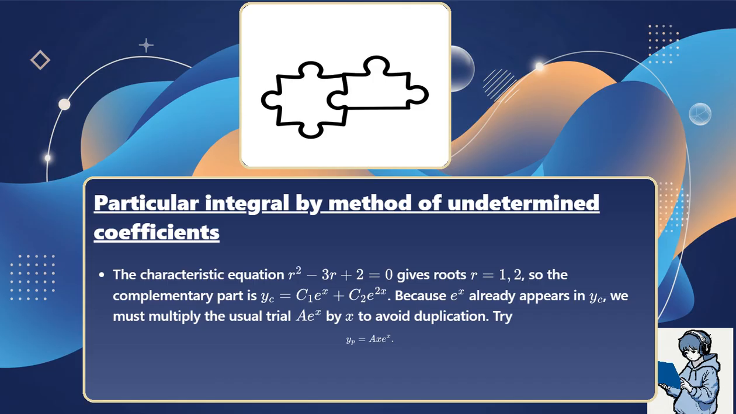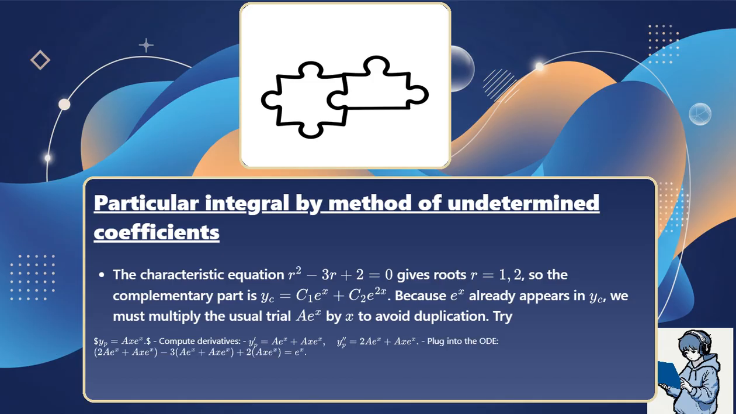So the complementary part is y sub c equals c sub 1 e to the x plus c sub 2 e to the 2x. Because e to the x already appears in y sub c, we must multiply the usual trial a e to the x by x to avoid duplication. Try y sub p equals a x e to the x. Compute derivatives. y sub p prime equals a e to the x plus a x e to the x, and y sub p double prime equals 2 a e to the x plus a x e to the x.